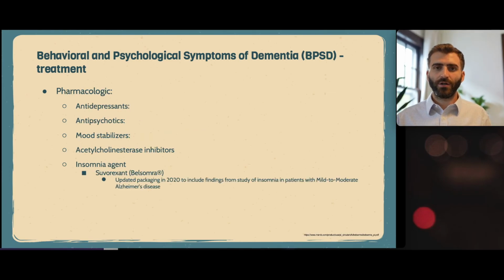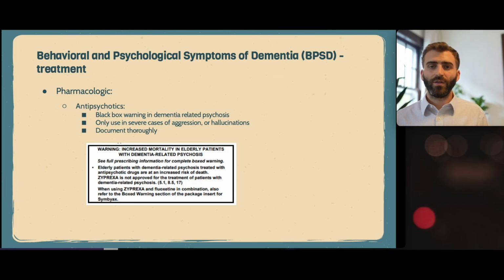Pharmacologic options are sometimes used, antidepressants, antipsychotics, mood stabilizers, and so on. One of the big risks with antipsychotics is there's something called a black box warning, increased mortality in patients with dementia-related psychosis. So you really only want to use antipsychotics if the person's really aggressive or sexually inappropriate or harassing staff or things like that, not for minor reasons.